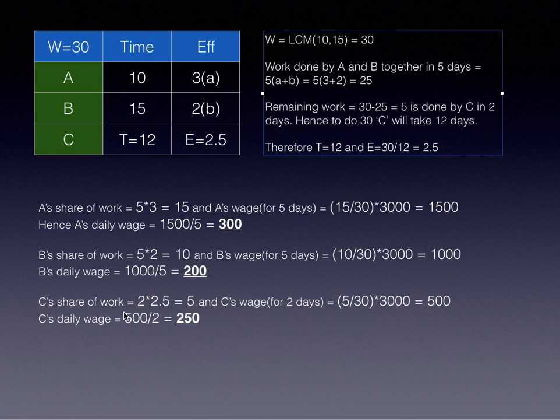And what is C's share of work? C worked for 2 days with efficiency 2.5. Therefore, C worked 5 out of 30. Therefore, the total work is 30. 15 plus 10 plus 5 is equal to 30. And C's share of work is 5. Therefore, C's wage for 2 days will be 5 by 30 into 3000, which is equal to 500. So, for 1 day, he will get 500 by 2, which is equal to 250.